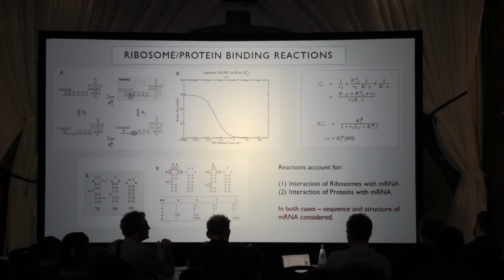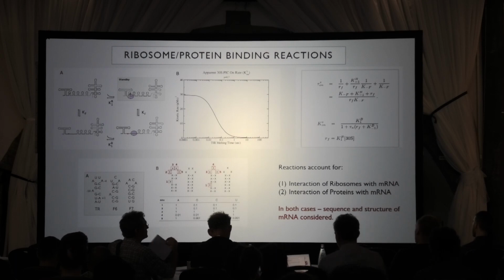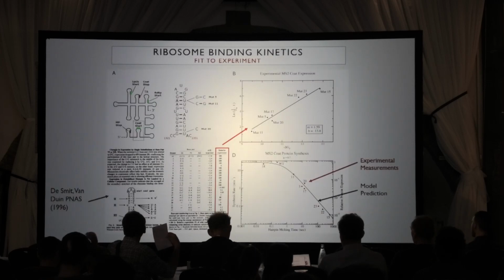Okay, and then this is just a little bit of a side, that since we know so much about MS2 and its binding of coat protein to RNA, you can put in a straightforward kinetic model for the binding of coat protein to the TR hairpin, which is sequence dependent.